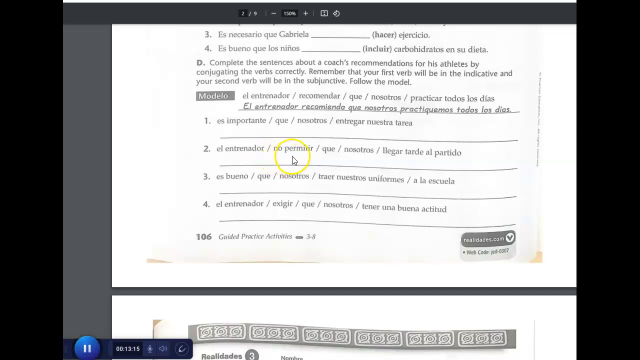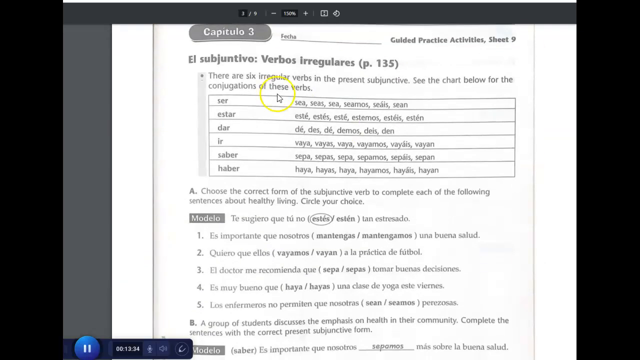El entrenador no permite que nosotros lleguemos tarde al partido. So we have 2 examples of gar verbs there with the spelling change. Next page. Irregular verbs in the subjunctive. There you have them. Circle the correct form of the subjunctive verb to complete each of the following sentences about healthy living. So these are actually all conjugated in the subjunctive. It's just a function of form, right?